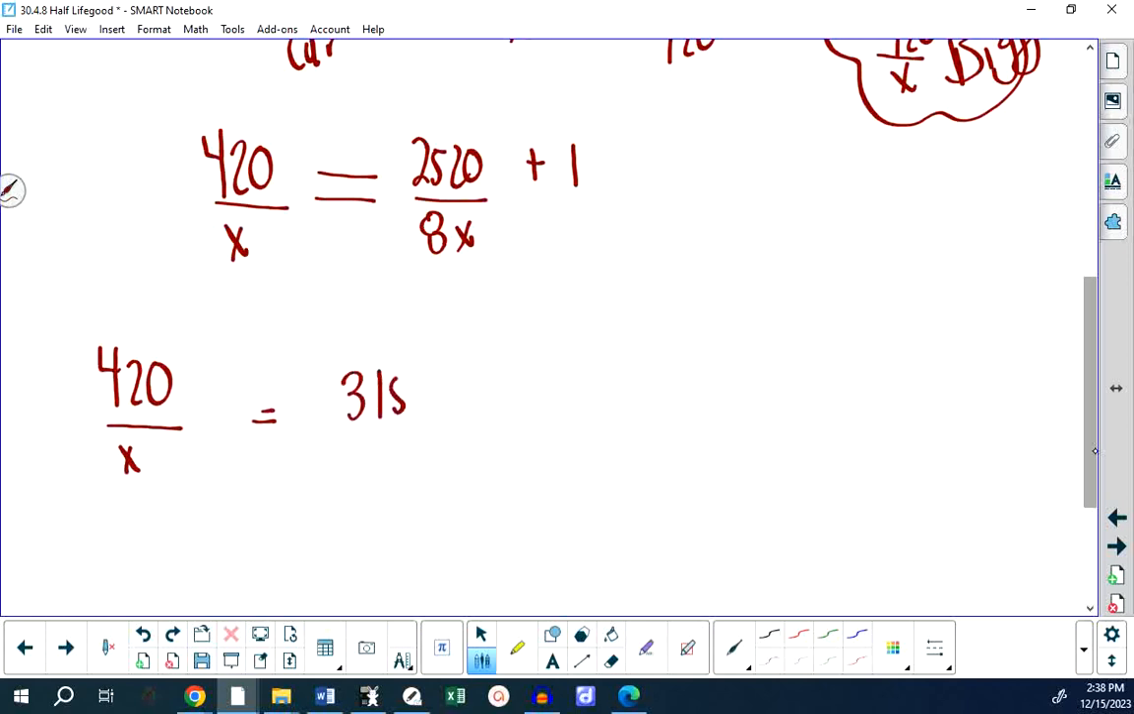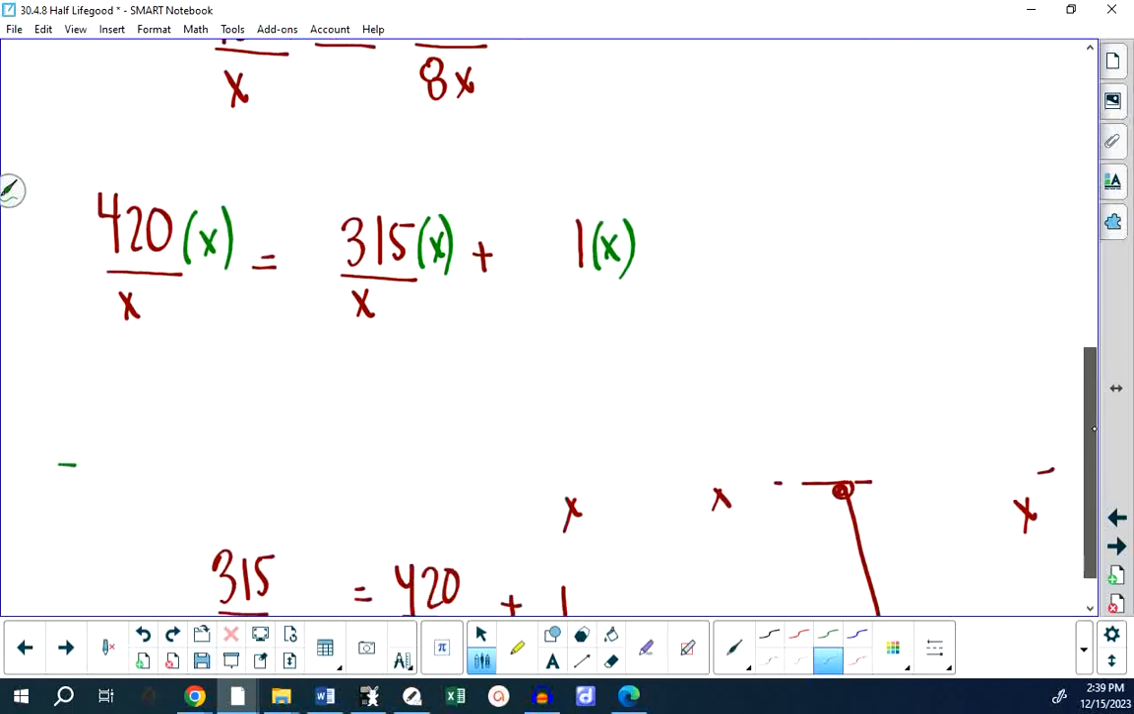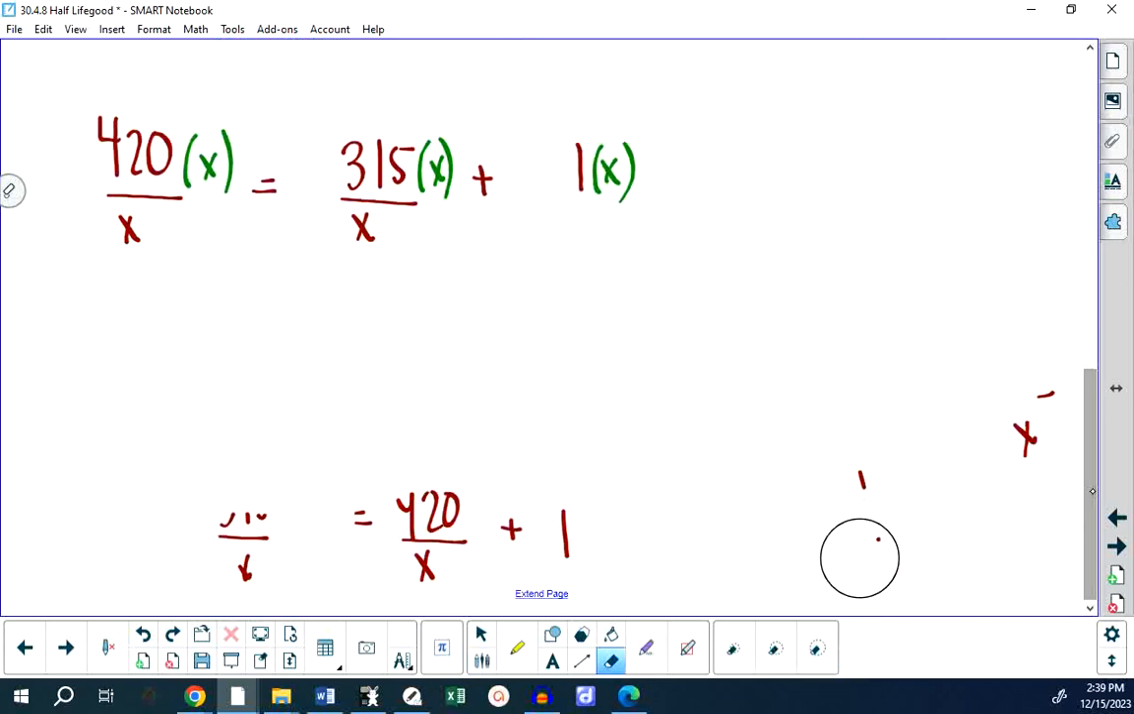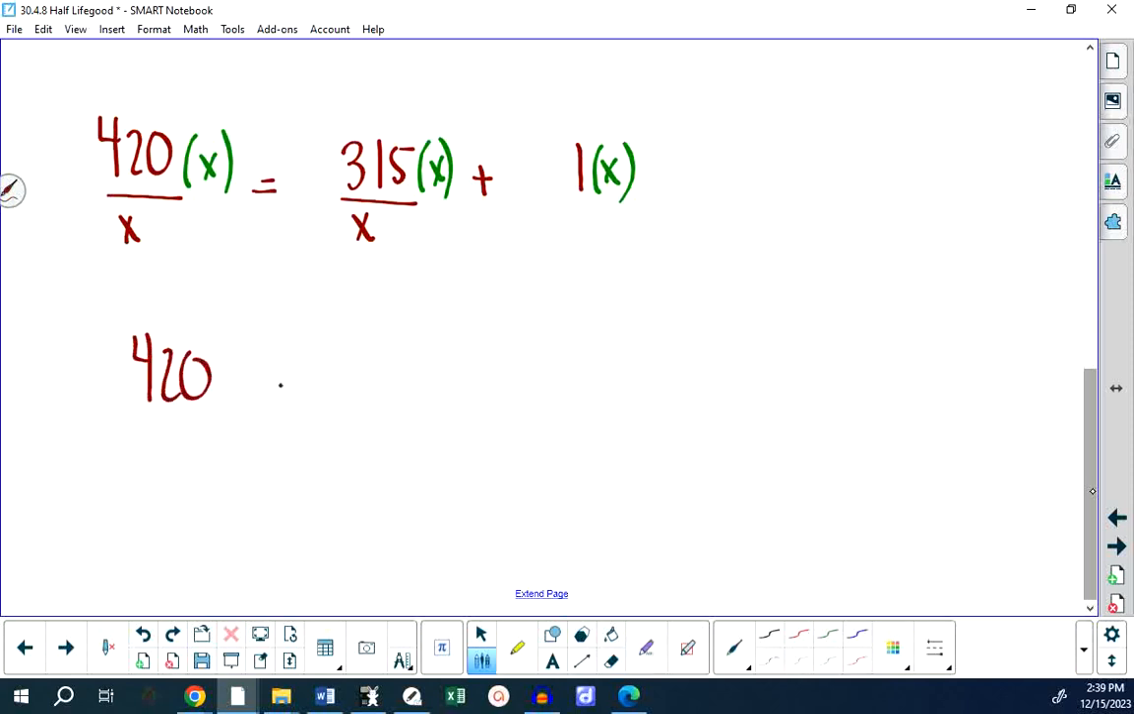I think you said 315 over x. This is a huge get for us, meaning it's a big deal, because now I can just multiply everything by x and not 8x. And if I did 8x, the numbers would be bigger than they need to be. I'd still get there. So I'm going to multiply this term by x, this term by x, this term by x. It's going to become really simple, actually, to solve this, because I am going to get 420 equals 315 plus x.